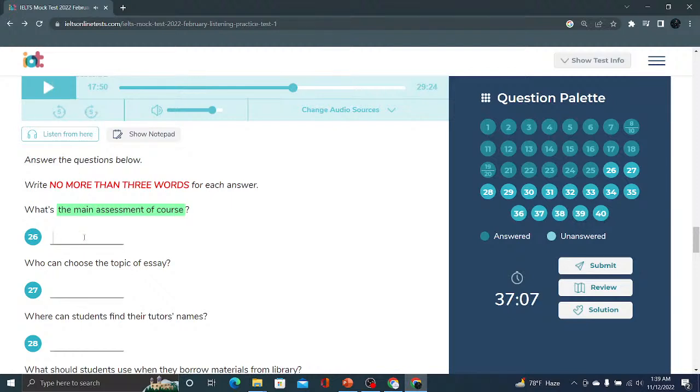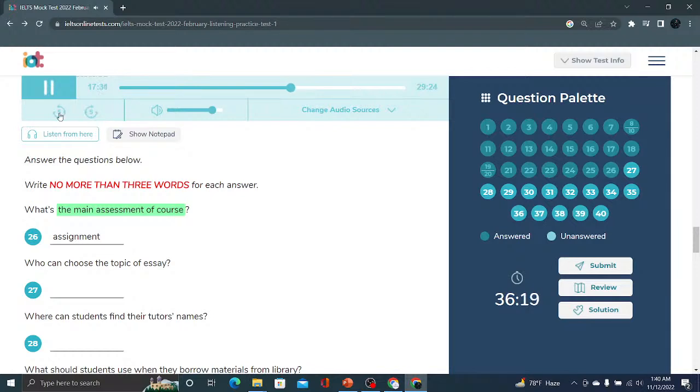So you were saying that a lot of things, assessment or exam or open book exam. So what do you think the answer would be? Exactly, the answer would be assessment, because the lecturer was saying that, but your main assessment is assignment, so the answer would be assignment. Okay, and A-S-S-I-G-N-M-E-N-T. So let's listen to it one more time.